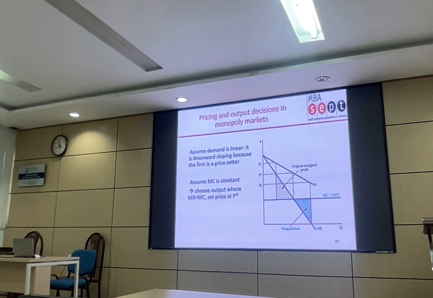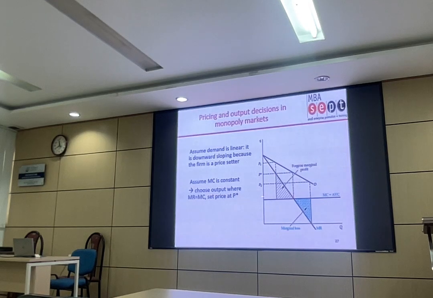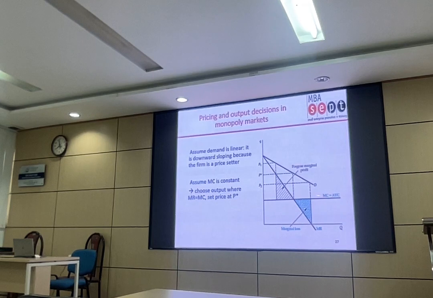Here we have MC, which in this case we assume is a horizontal line, meaning it is unchanged. You will see the crossing point between marginal cost and marginal revenue, and from this point the firm sets the quantity and the price. So the question is, why doesn't the firm choose a higher or lower price? What happens if they choose a lower quantity, or a higher quantity, to maximize profit?